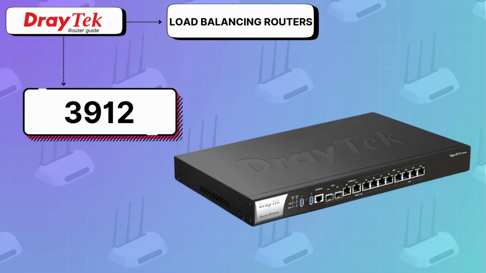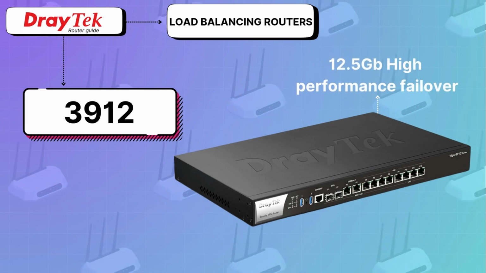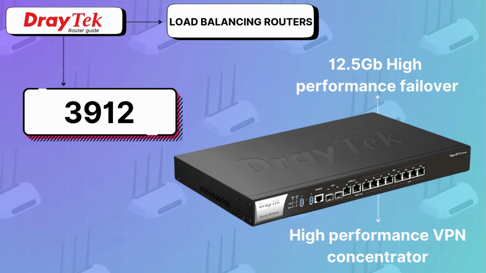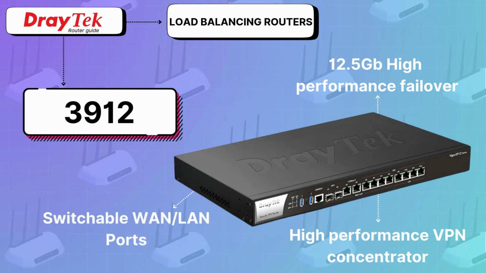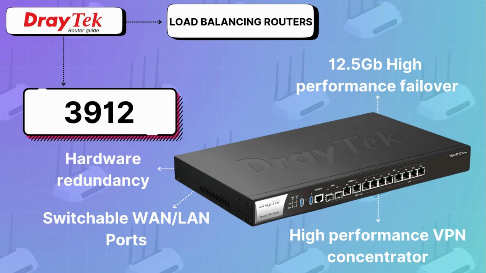The Draytek 3912 is another step up in the load balancing range, with its 12.5 gigabit enterprise-grade high-performance failover capabilities. It has a high-performance VPN concentrator, switchable WAN and LAN ports, and hardware redundancy options for mission-critical applications. This router is the go-to for enterprise-grade businesses.